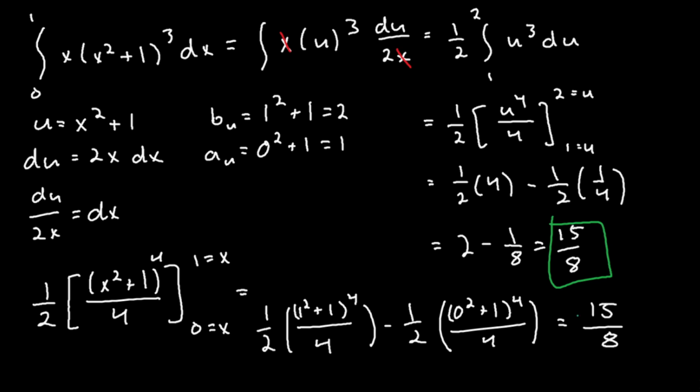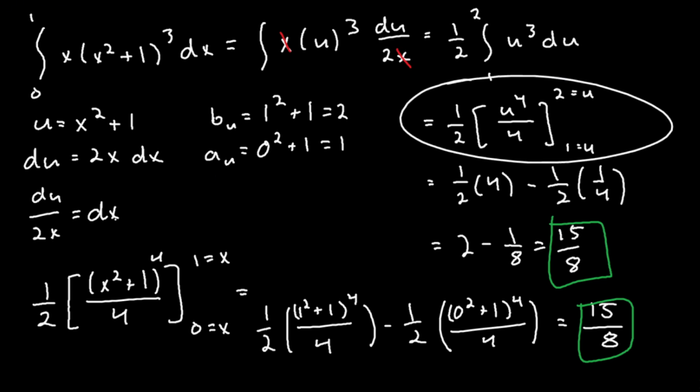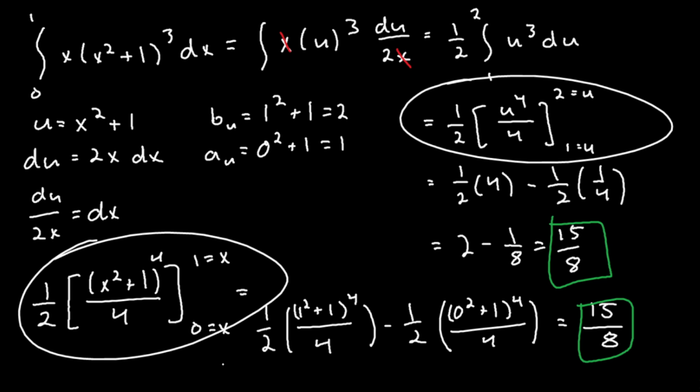So you can do it in both ways, but make sure if you want to plug in the numbers into your u value, you have to put it through this function, your u function, in order to get the new bounds. So both ways work, right? Each of these are equal to each other, but the bounds must be changed in terms of x or in terms of u.